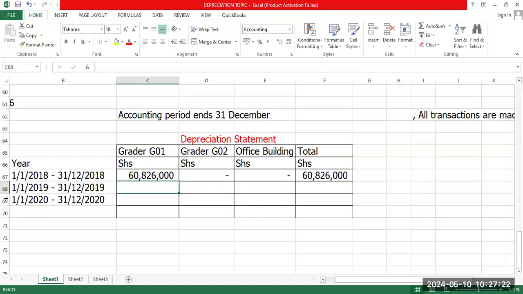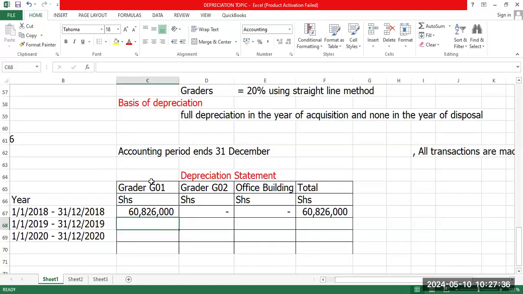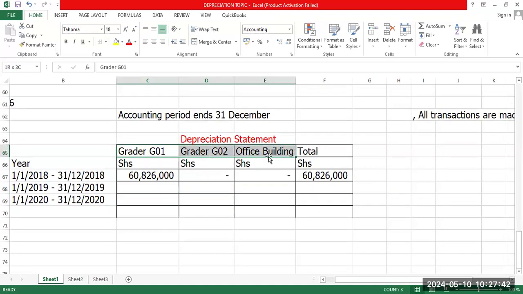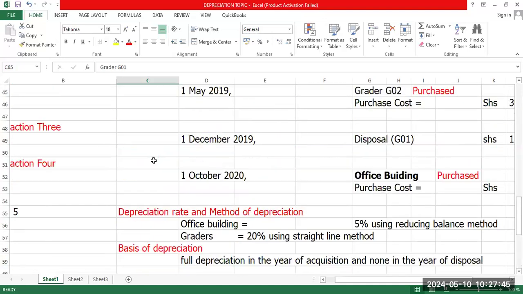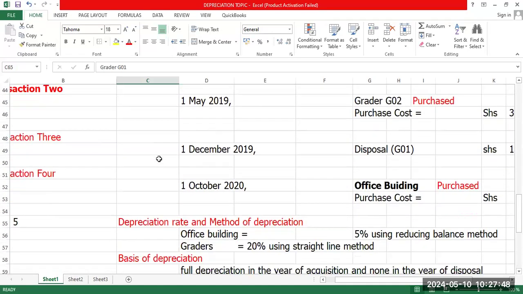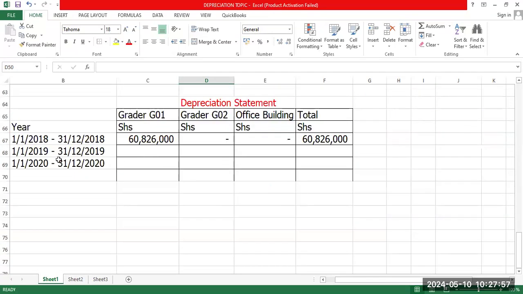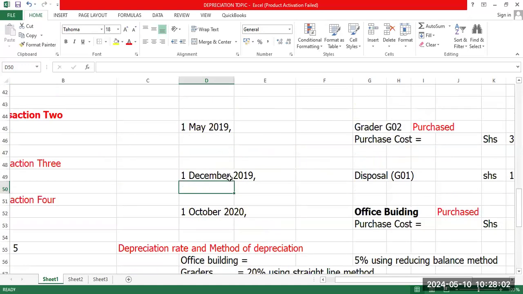You go to the next one now, 2019. In 2019, you ask yourself, did you have this asset in 2019 or not? As you ask yourself this question, you also ask when did you actually sell your asset, still in 2019. Out of these assets, which asset did you sell and on which date? They sold the asset on 1st December. This is grader 1, and we are dealing with 2019.